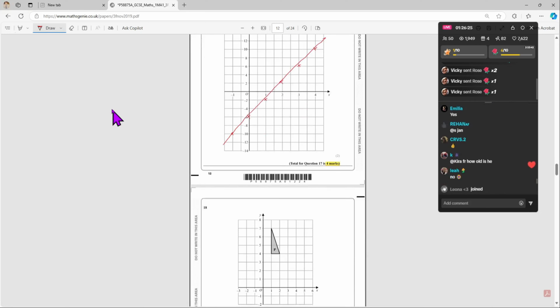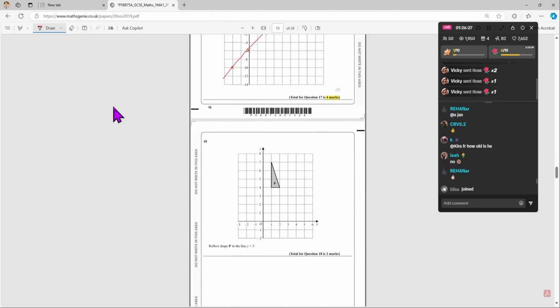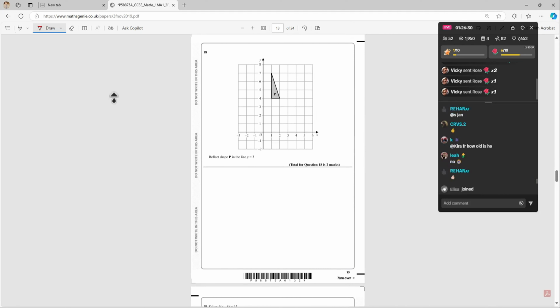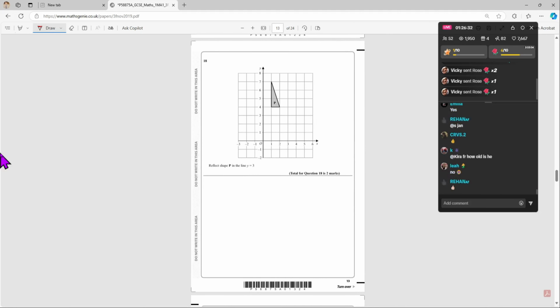Moving on to question number 18. Reflect shape P in the line y is equal to 3. The first thing you have to do is quickly draw the mirror line. So y is equal to 3. It's going to be this specific line, the mirror line over here.